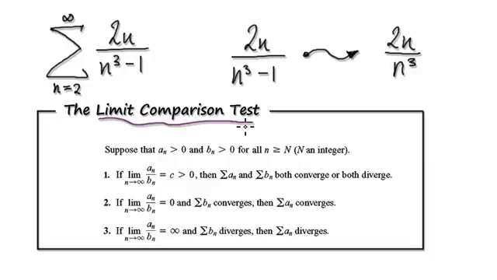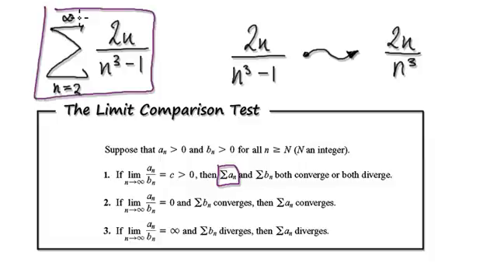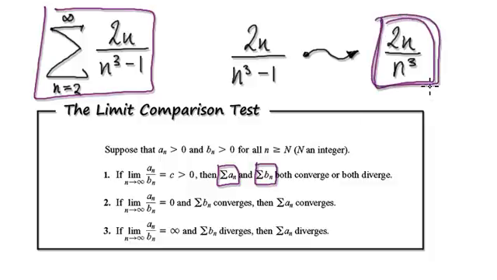So with the limit comparison test, you're trying to investigate something that you know nothing about, and then compare it with something that you do know about. This thing we do know is going to converge.